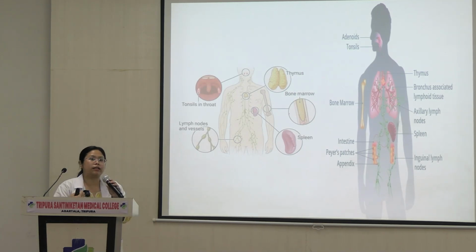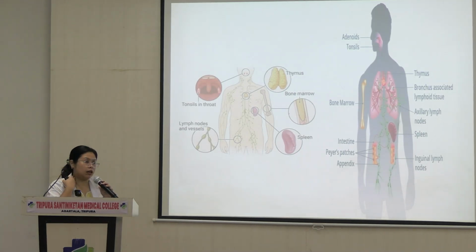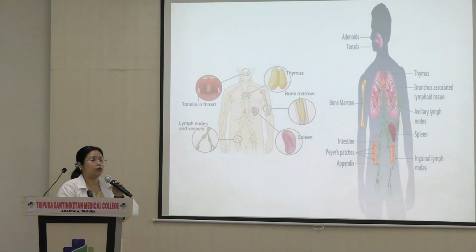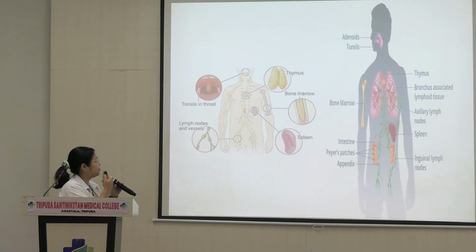There are axillary lymph nodes. There are lymph nodes on our neck. There are inguinal lymph nodes. All of them. Then spleen. Spleen is an organ right behind the stomach.